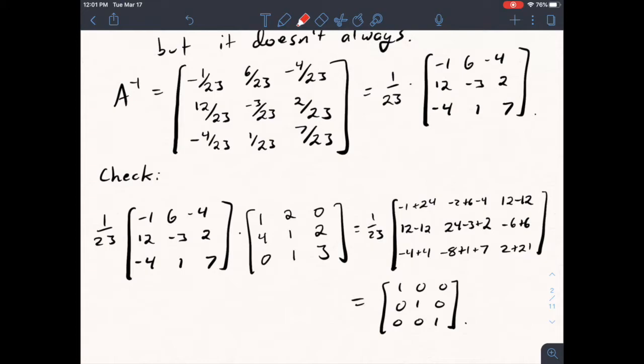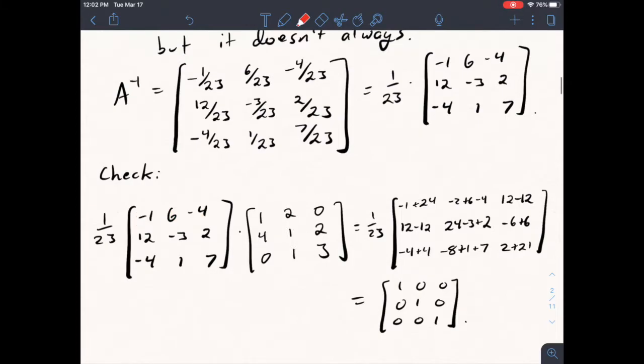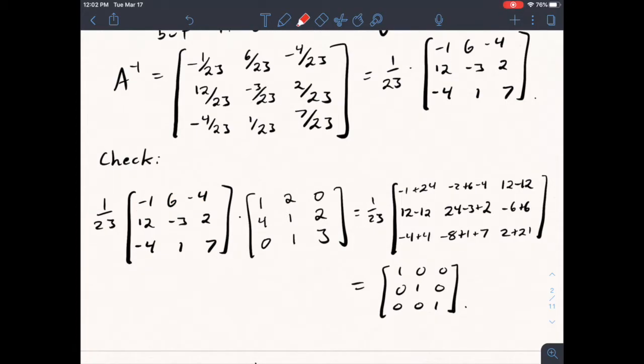All right, let's do first row, second column. That would be -1 times 2 plus 6 times 1 minus 4. And of course that comes out to be 0. And you can keep doing this for all of our entries. And just trust me that it works out. I checked it on my own. You should check it for yourself. Pause the video and check it for yourself if you would like to. This is equal to our 3x3 identity matrix.